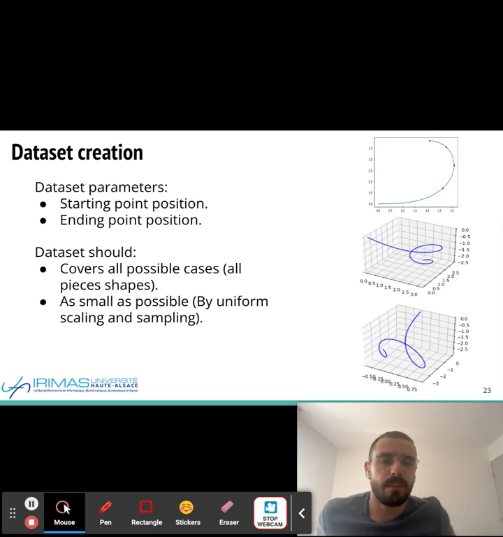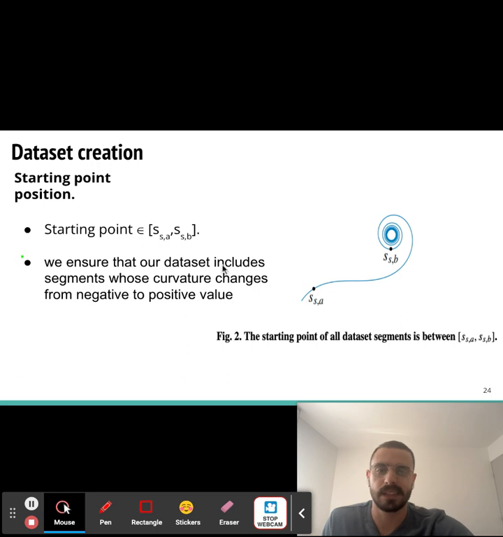So now if we want to think about how our data set should look, we have different parameters to think of, like the starting and the ending position of the curve, and finally, rotation angles. Furthermore, we have also to keep in mind that this data set should cover all possible pieces shapes, but at the same time, it should be as small as possible in order to make the needed time to apply our approach as quick as possible. So to achieve this goal, we applied an approach which is the scaling and uniform sampling, and I'll explain each one of these parts in the next slide.